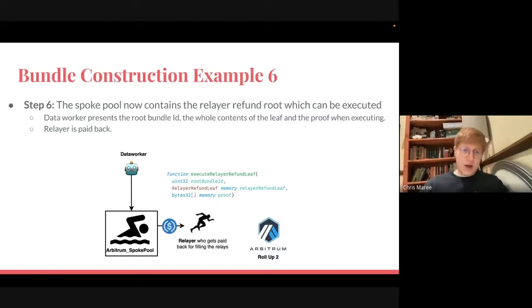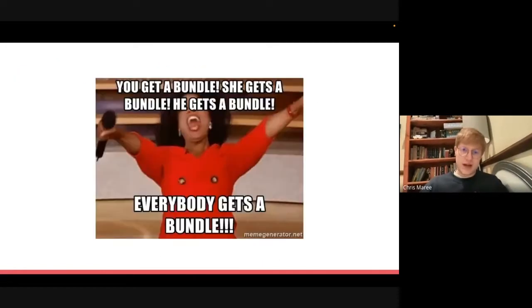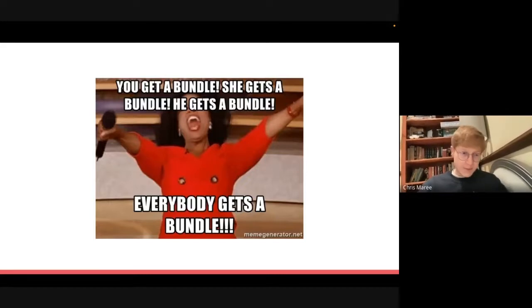Okay, so that was a lot. This only went over the relayer refunds. I'm not going to go over how the slow relays and the pool rebalance work because it's kind of similar. And this one is kind of the most illustrative example of the design. So bundles, okay, that was a lot. Let's do another round of questions that anyone has perhaps, and then we can go on to talk about other components of the system such as fees.